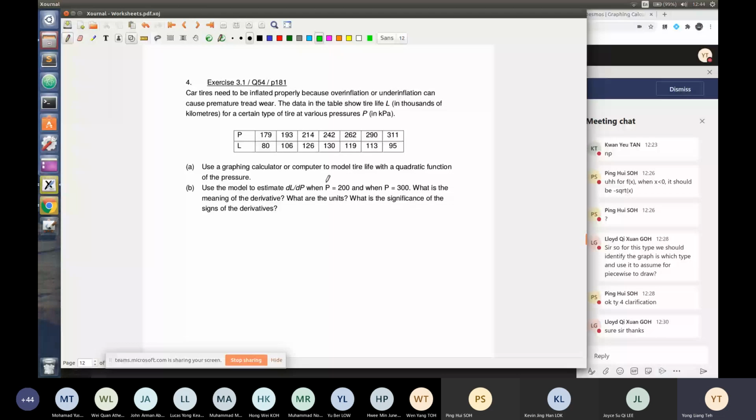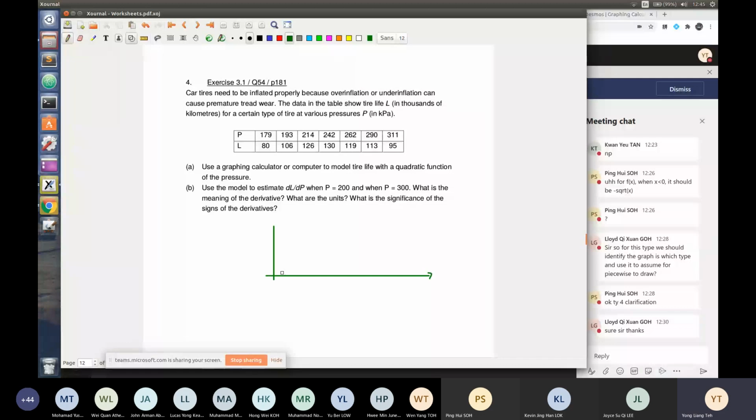Of course we're not going to key all this into the calculator, but I just want to address the physical meaning of taking the derivative here. If you do a visual inspection of the values here, we can somewhat sketch the graph. L is a function of P. So P varies from 179 to 311.